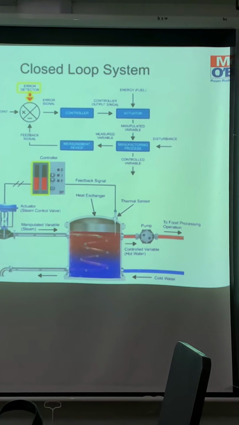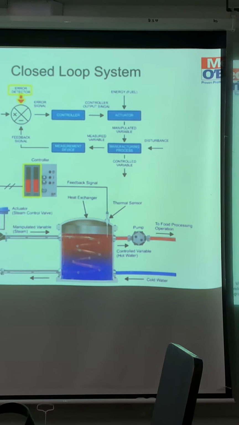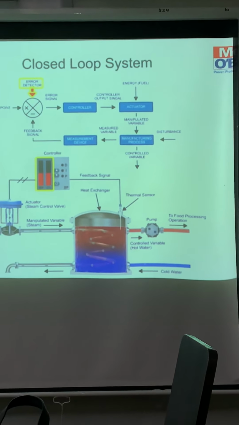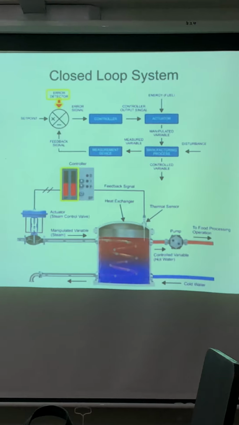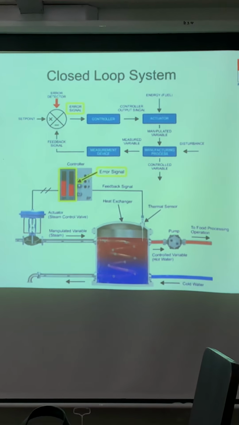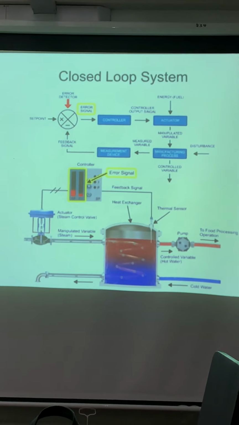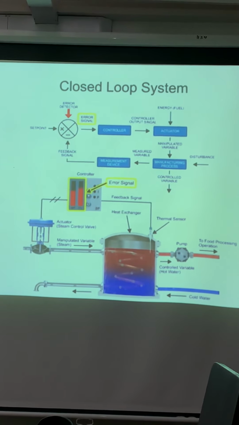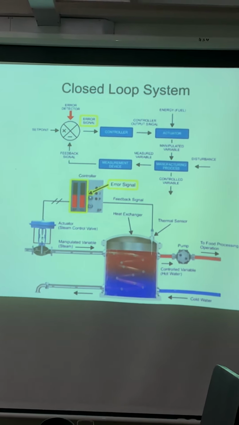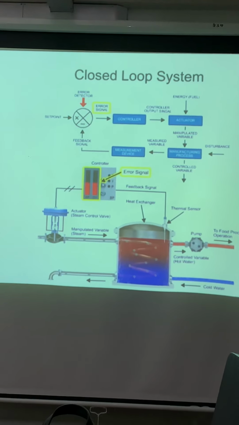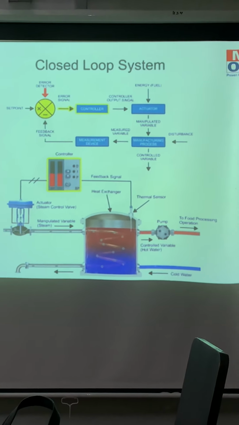The error detector compares the set point to the feedback signal and produces an output proportional to the difference between them. The error signal is the output of the error detector. If the feedback signal and set point are equal, the error signal is 0. The controller is the brain of the system.